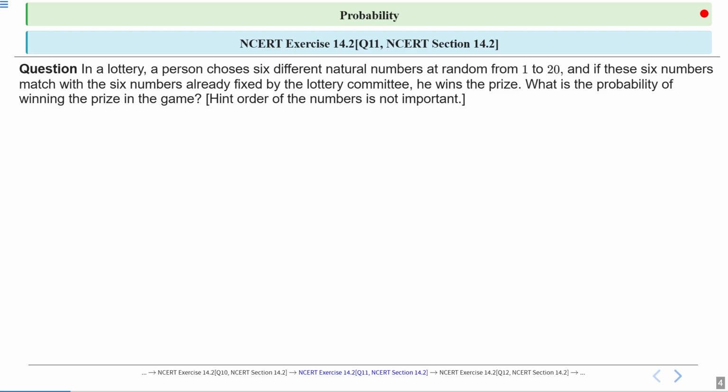So what is the probability of winning the prize in the game? We have to find the probability of winning the prize. Note this point here: the order of the numbers is not important. Students, first of all, try it yourself. You have 40 seconds to try to solve this question, and then we will provide the solution.